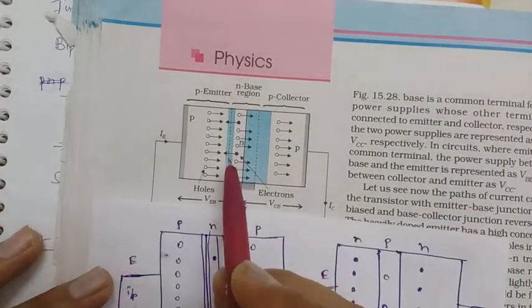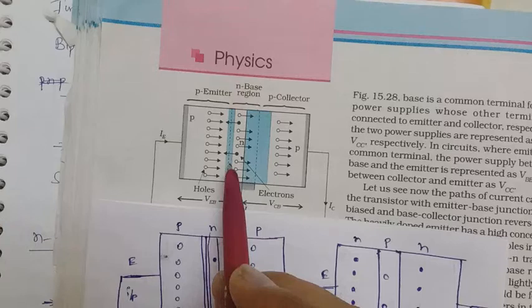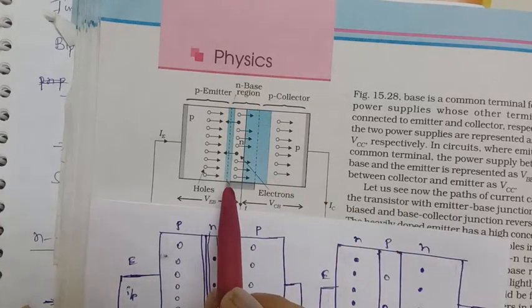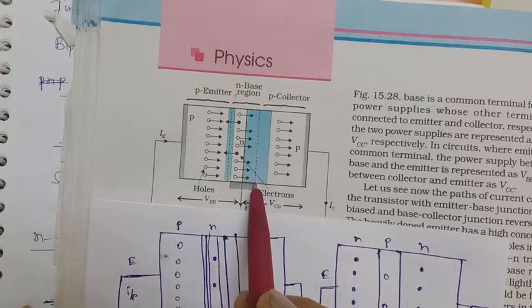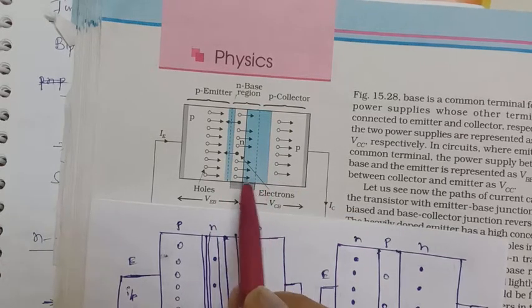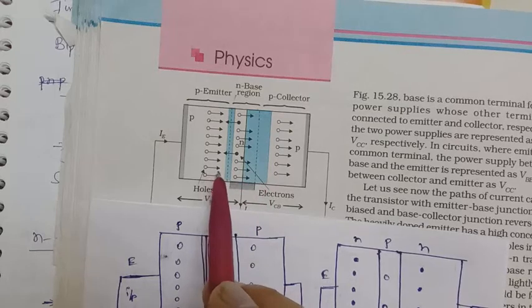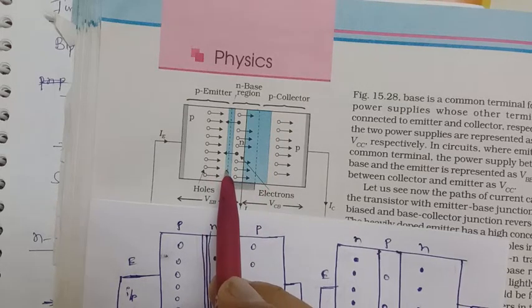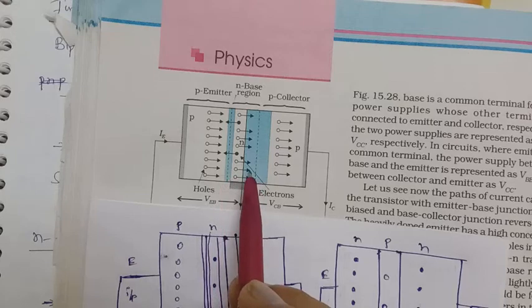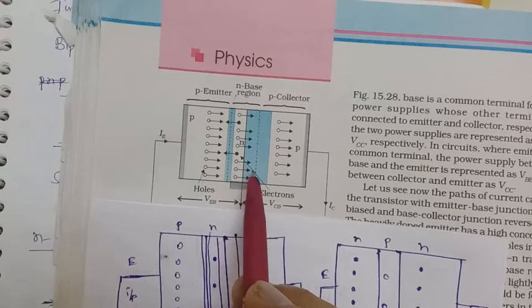This blue color indicates the depletion region. In forward bias, the width of the depletion region will be small. Here the width of the depletion layer will be large. So the blue color indicates the depletion region. Why? Because in forward bias the width decreases, in reverse bias the width increases. Already you learned this topic.